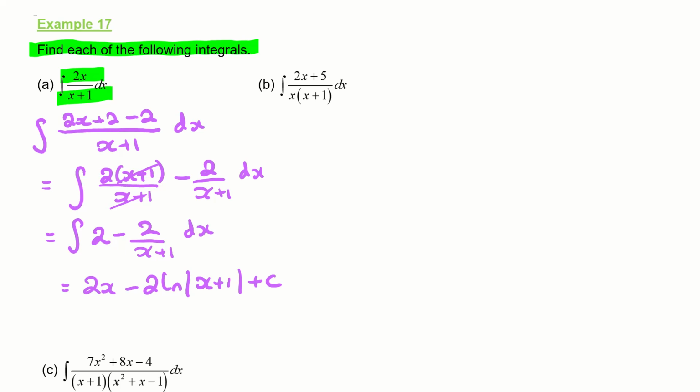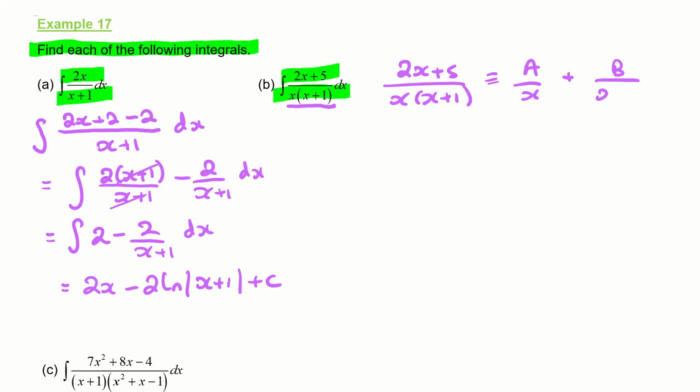Now for part B, 2x plus 5 over x times x plus 1, we can do this using partial fractions. Note both linear factors in the bottom. So we can say, well, 2x plus 5 over x times x plus 1 is going to be A over x plus B over x plus 1. Clearing fractions by multiplying right the way through by this gives us 2x plus 5 is identical to A. Now multiplying by this for this term, the x's will cancel, so we'll have A times x plus 1, and in a similar way this would be Bx.